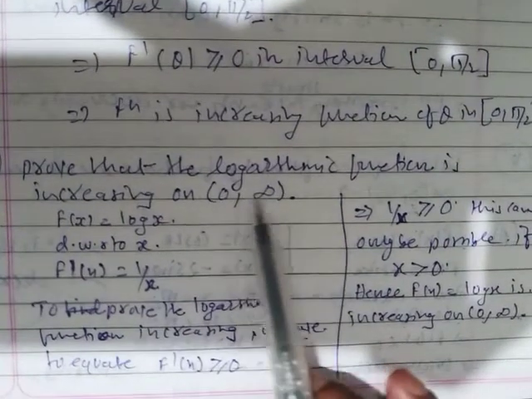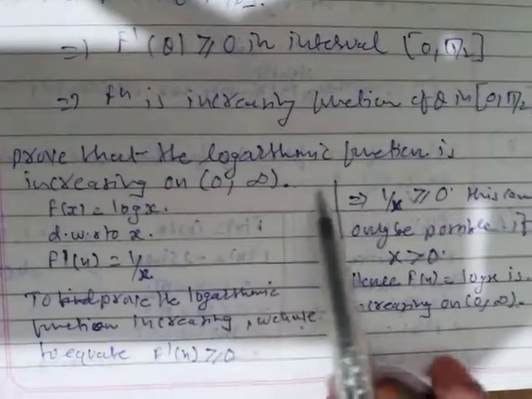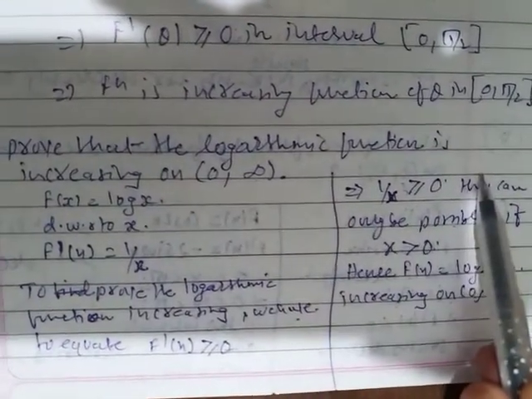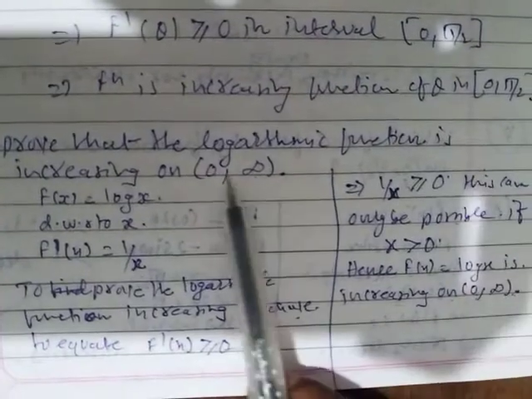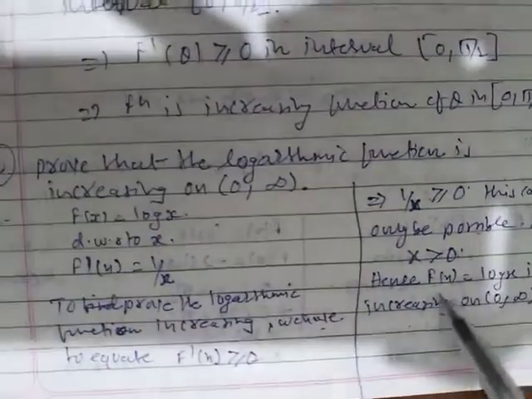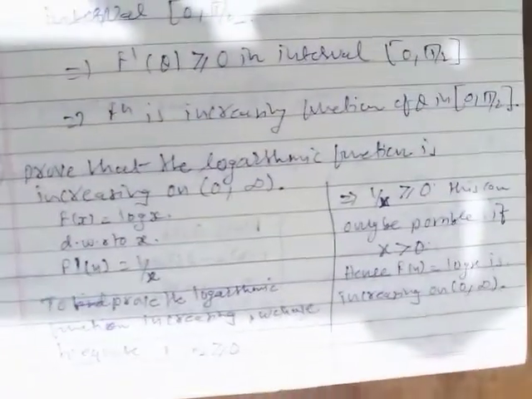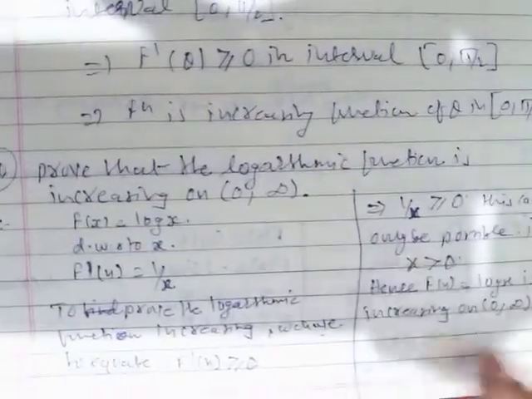What is the question? 0 to infinity means increasing. All positive values, from 0 onward. We have to prove that it is an increasing function, that is, that the derivative is positive. So we proved that the derivative of log x is positive. It means that it is an increasing function, because 1 upon x is greater than 0 means x should be greater than 0. Then only it is possible.